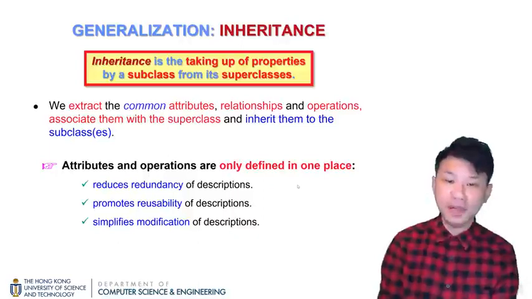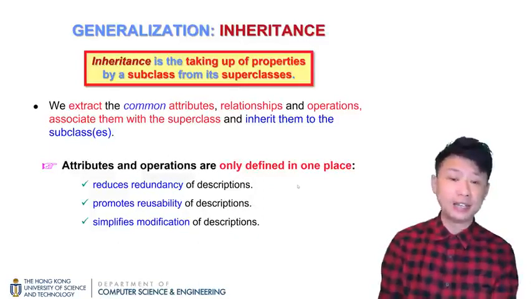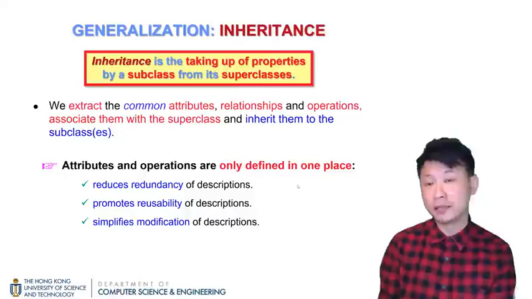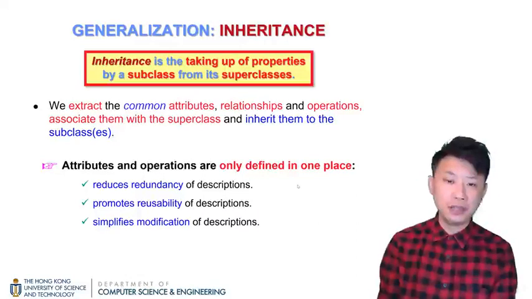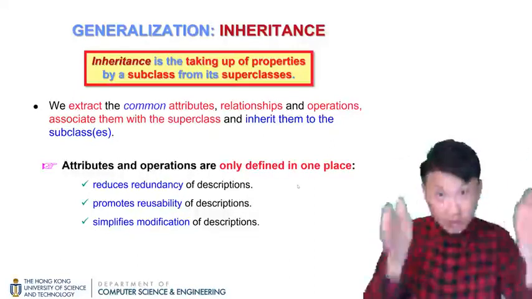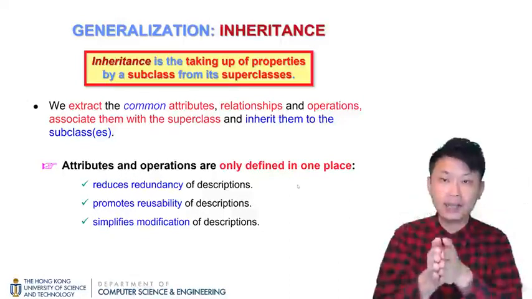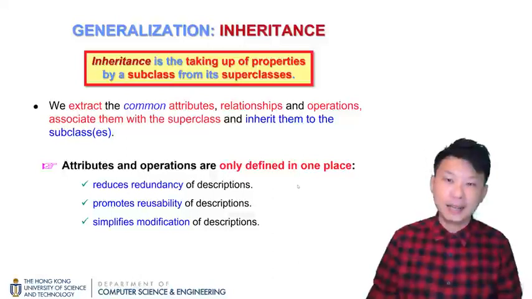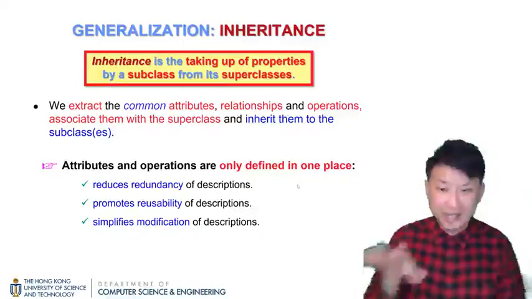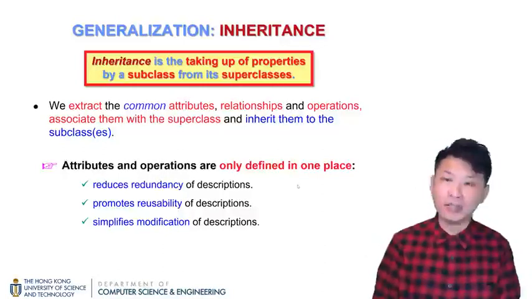By defining the attributes and operations in just one place, we reduce redundancy of description, promote reusability of descriptions, and also simplify modification of descriptions. Because if we want to modify the things that we have in the supertype, we just modify the supertype or superclass. Or if we want to modify a particular subtype of class, we just simply modify that particular subclass. We don't have to touch the other things, so it helps simplify modification of descriptions.